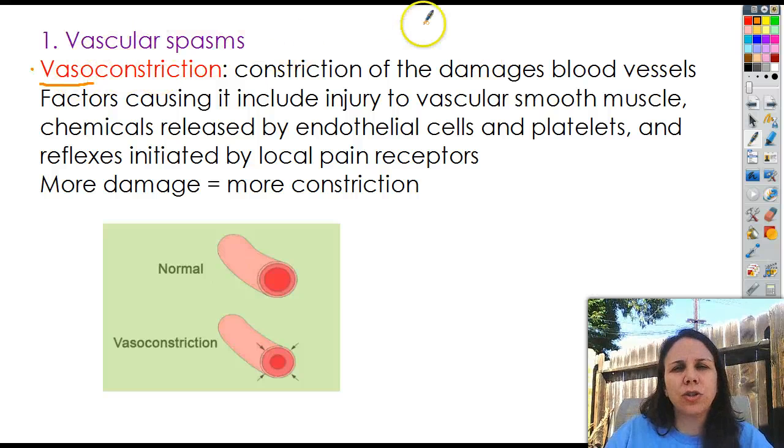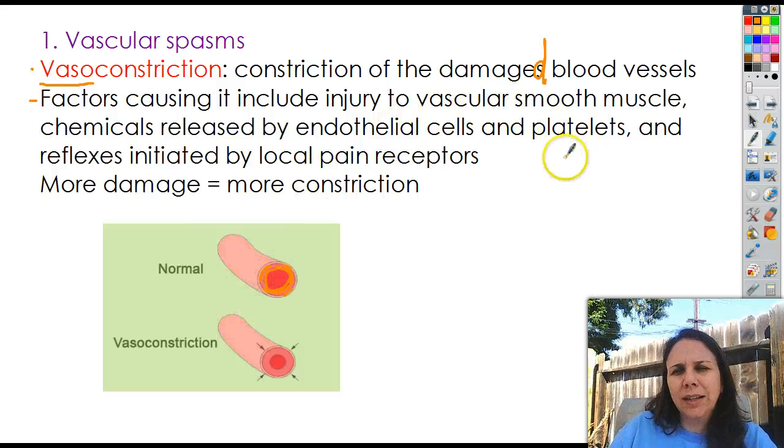So first thing, vasoconstriction. Constriction of the damaged blood vessels. Factors causing it include injury to the vascular smooth muscle. Your arteries and veins have smooth muscle in there. Remember, smooth muscle is one of 3 types of muscles that don't require you to think about it. And so these muscles, when injured, are going to release some chemicals. The chemicals usually come from the endothelial cells. Endothelial just means the cells on the inside of the blood vessel. And then also platelets. Platelets are going to send out some chemicals too to get this process going.